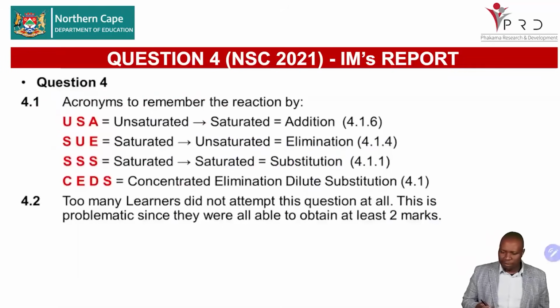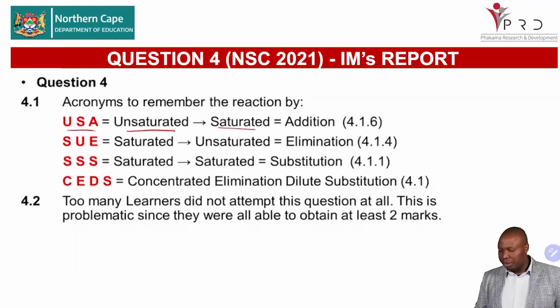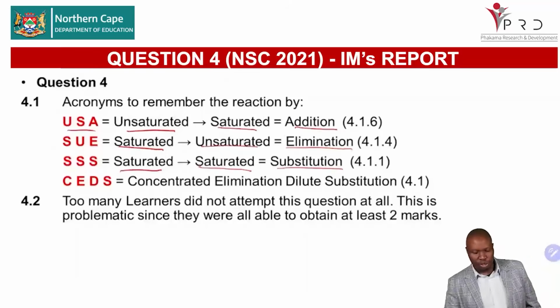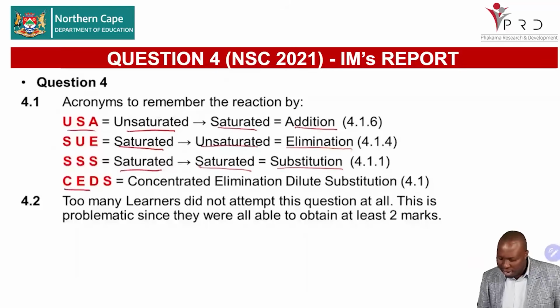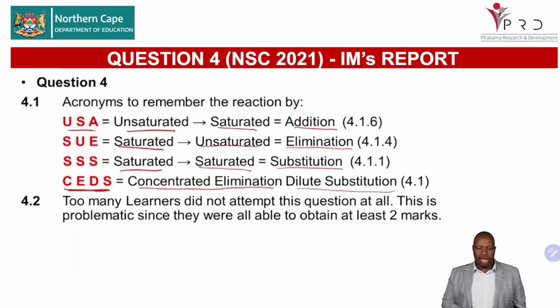Now, without wasting time, let's look at your USA. When you have unsaturated forming saturated, we are saying it's addition. When you have saturated forming unsaturated, we are saying it's elimination. And when we have saturated forming saturated, we are saying it's substitution. And we are saying the condition is everything. When we have CDS here, we are simply saying concentrated is for elimination, dilute is for substitution. And then you definitely have to have that one.